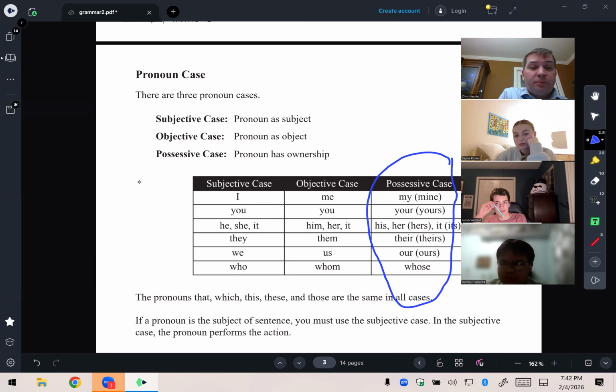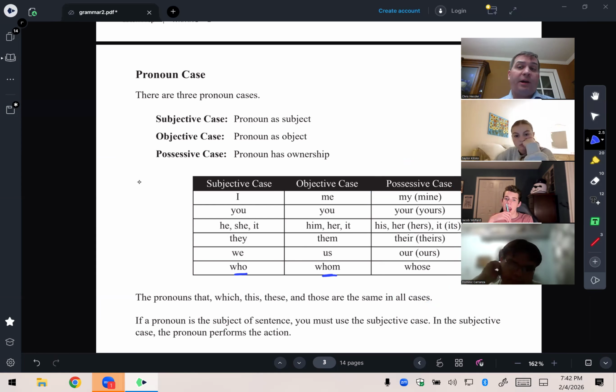Who becomes whom? That's a very important one. The objective form of who is whom. To whom am I speaking? I am the subject of that sentence. I am doing the speaking. The subject is always the doer of the action. And whom would be receiving my speech. So that's an indirect object.